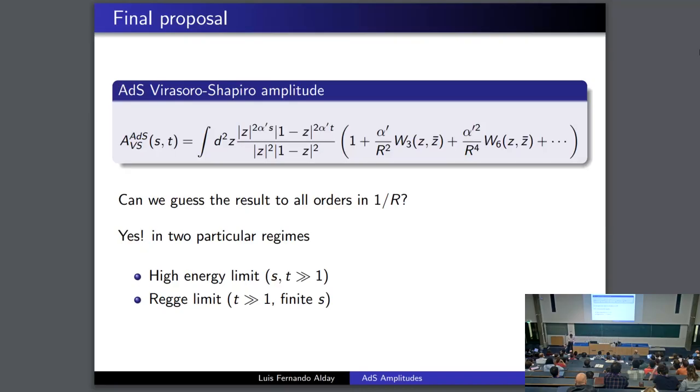But still, we would like to get these to all orders in 1 over R, or even better for finite R, but that would be even harder. And actually, there are two particular regimes where this can be done. One regime is the high energy limit, where S and T are very large, and the other is the Regge limit, where T is much bigger than 1, but S is finite.